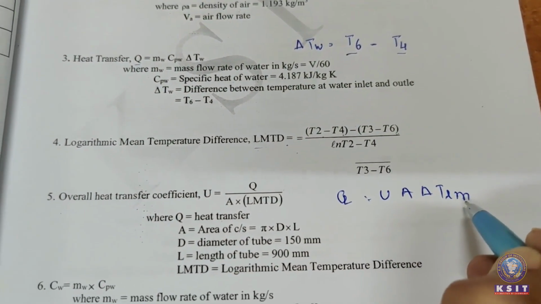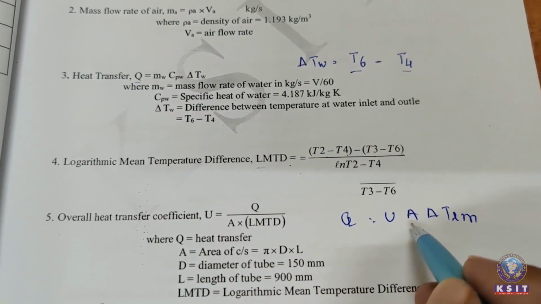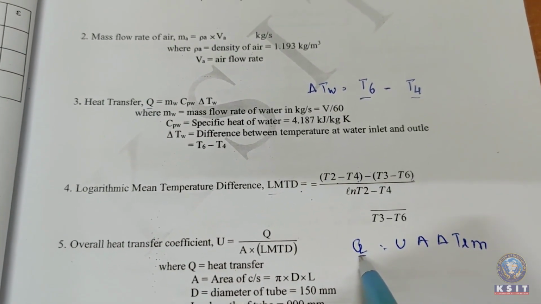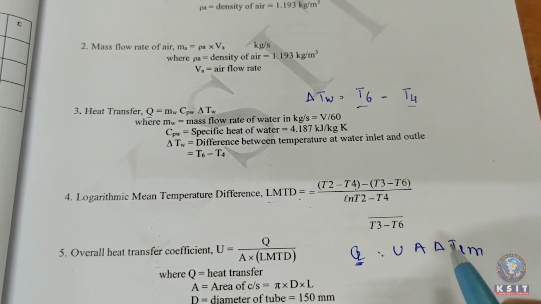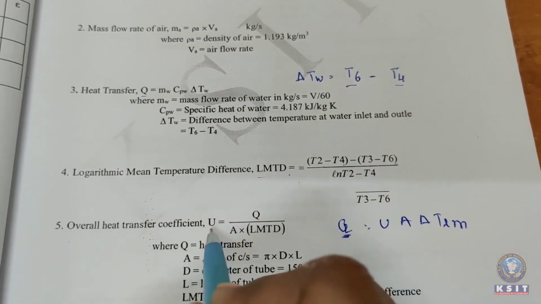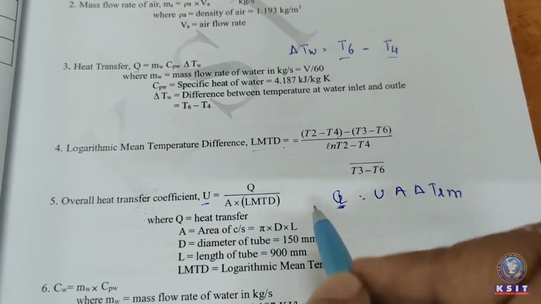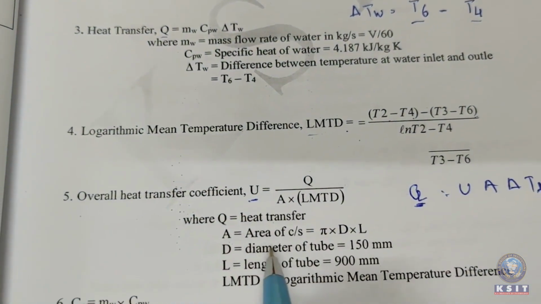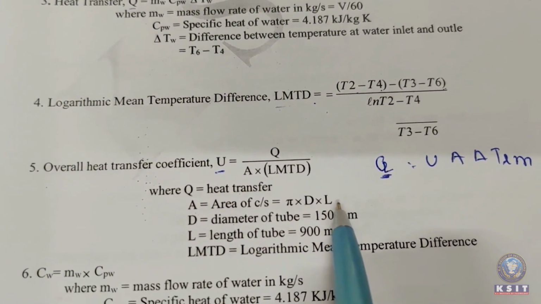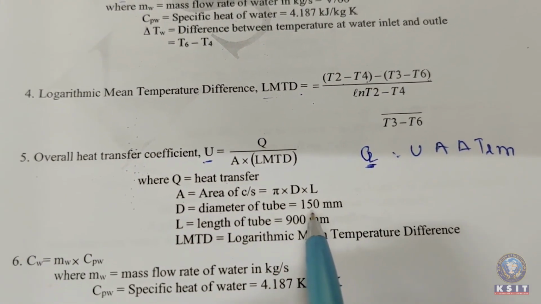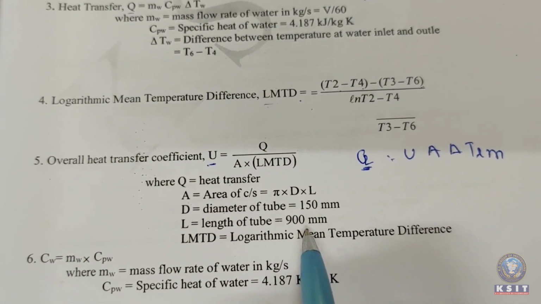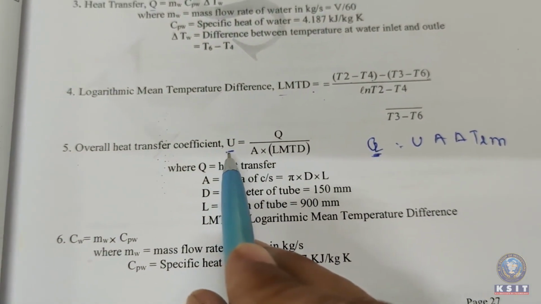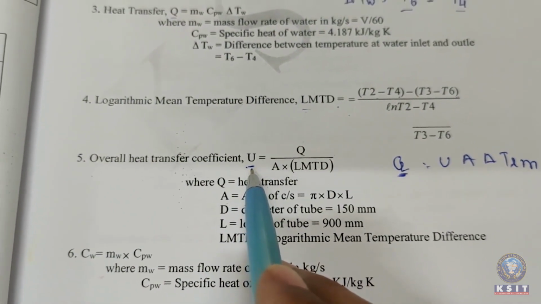You know the log mean temperature difference, you know the surface area of the heat exchanger, and you know the actual heat transfer. So once you know all the values, what is unknown? U is the unknown. You calculate the overall heat transfer coefficient. And the surface area of the heat exchanger is pi d l. You know the diameter of the tube, the length of the tube, and you know the log mean temperature difference. You calculate the overall heat transfer coefficient.